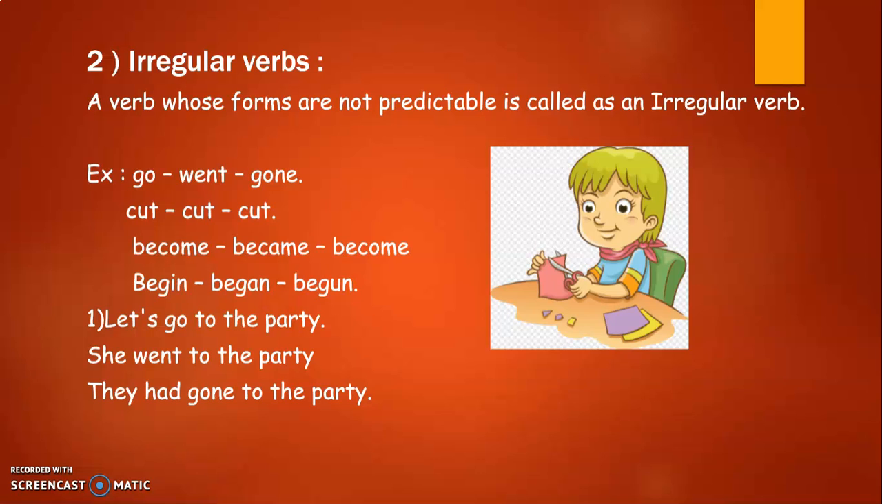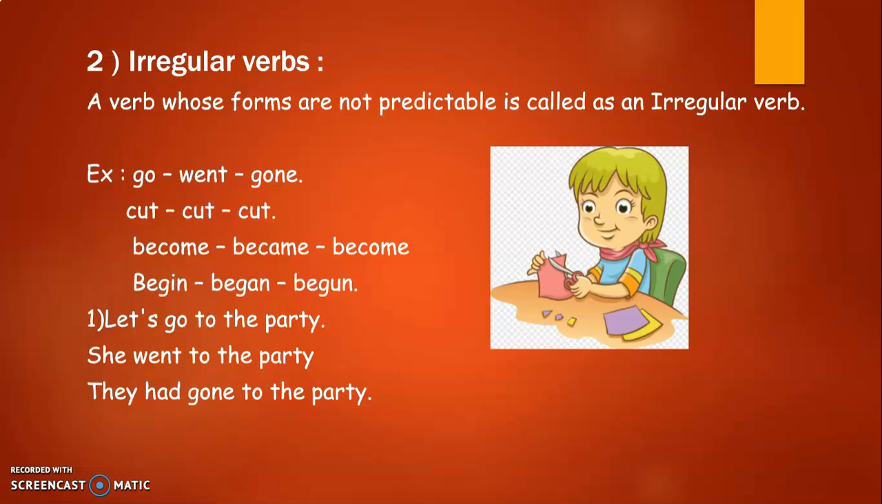Let's check irregular verbs. A verb whose forms are not predictable is called an irregular verb. That means we cannot predict the forms. For example, go, went, gone. The past tense form of go is went, and the past participle form of the verb go is gone.